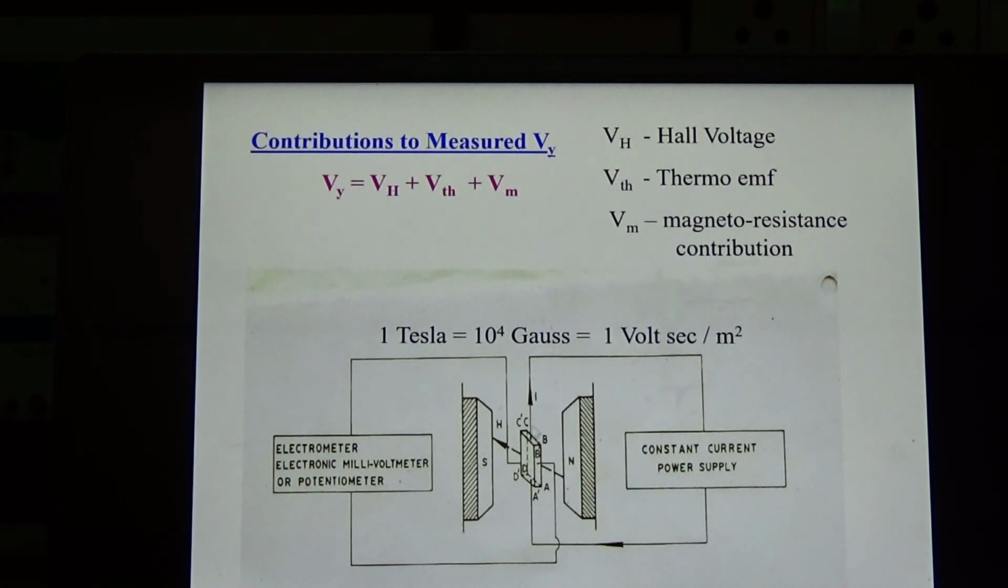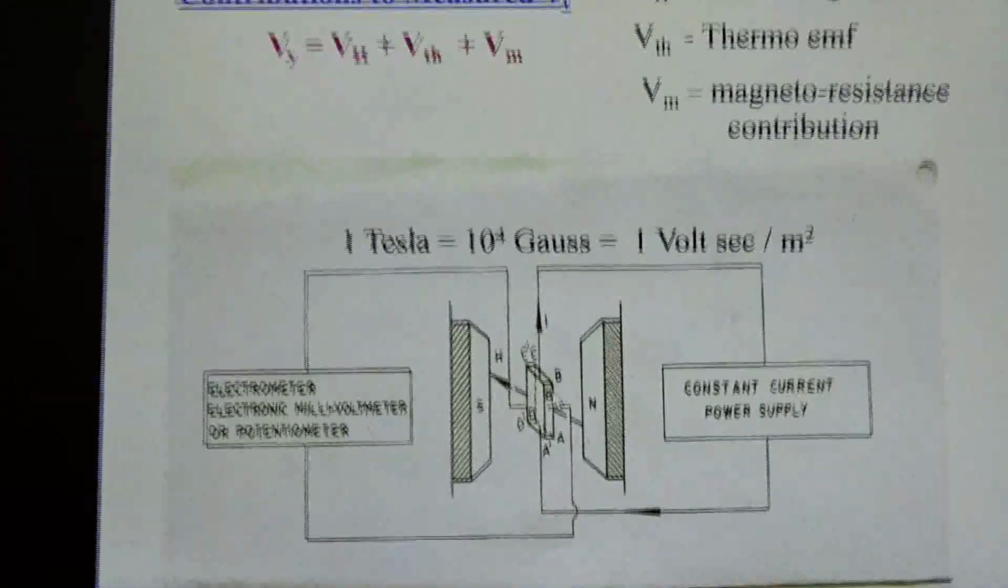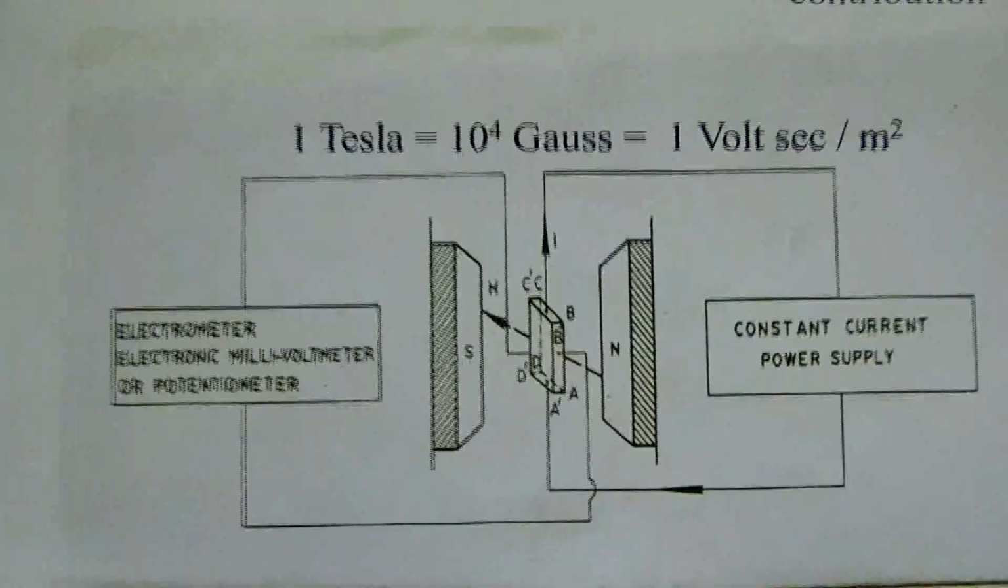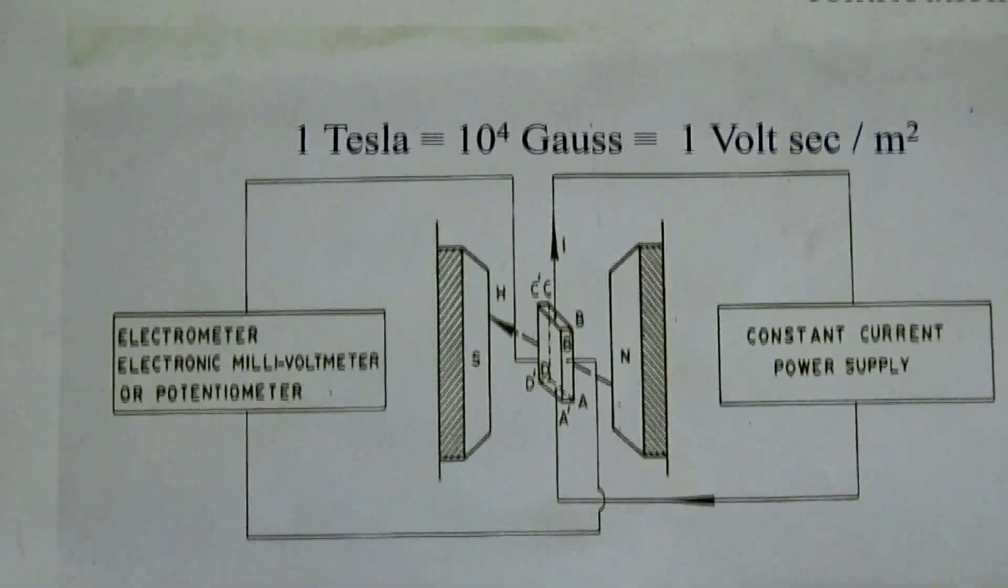But because of passing the current through the sample, depending on the finite conductivity of the sample, there can be a temperature gradient in the sample. And if there is a temperature gradient, there is an associated thermo EMF. So there is a thermo EMF one has to take into account.